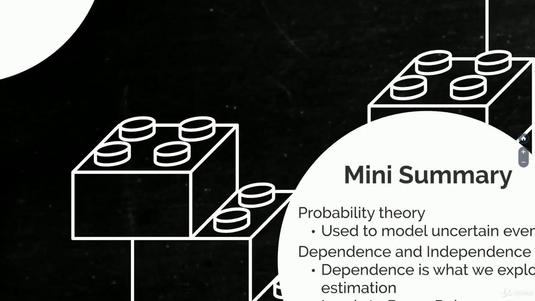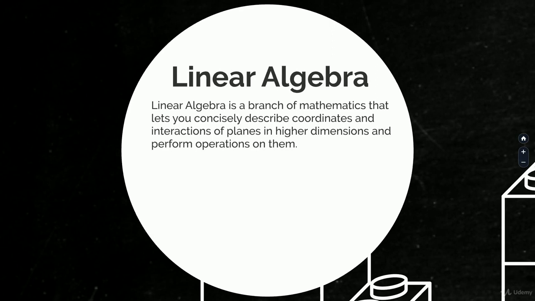But let's move on. Our last core math competency is going to be linear algebra. This is a branch of mathematics that lets you concisely describe coordinates and interactions of planes in higher dimensions and perform operations on them. As we mentioned in previous videos, as soon as we add additional inputs, we're getting into a higher dimension. If we have 2 inputs, that's 2 dimensions, 3 inputs, 3 dimensions, 4, 5, etc.